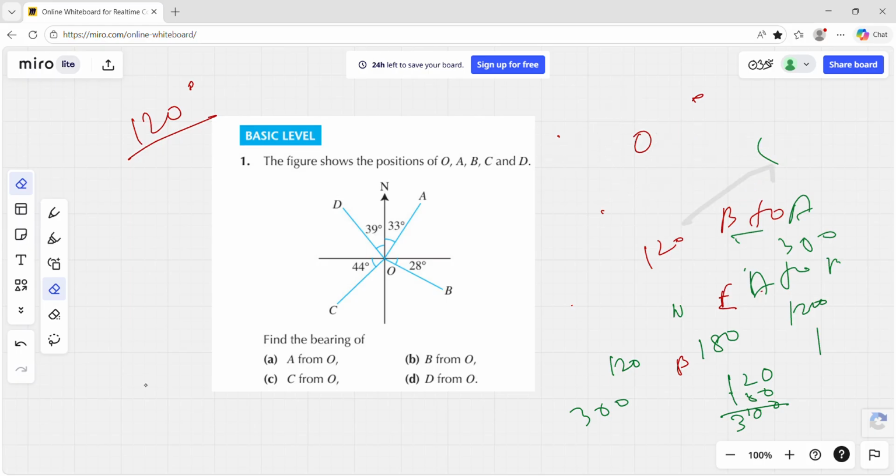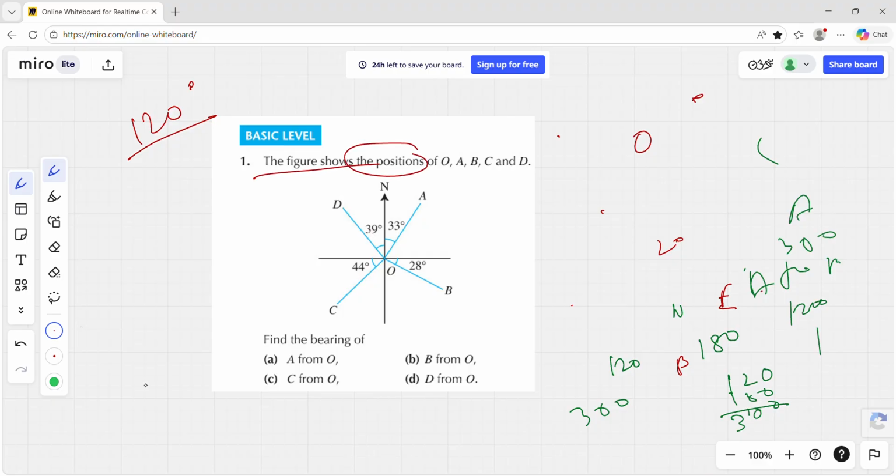So let's say this particular problem is given. I will solve it. The figure shows the positions O, A, B, C. O is the north side, and this side is A, B, C. Find the bearing of A from O. A from O means O to A. So you have to go from O to A.